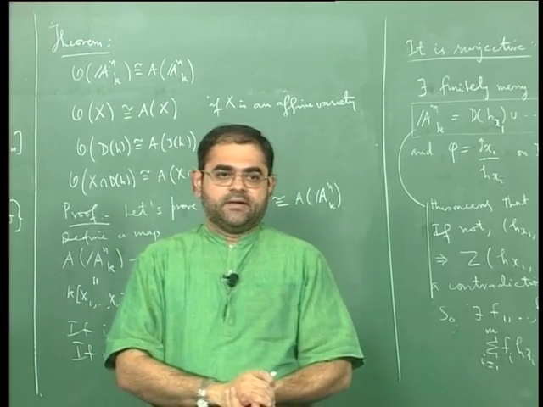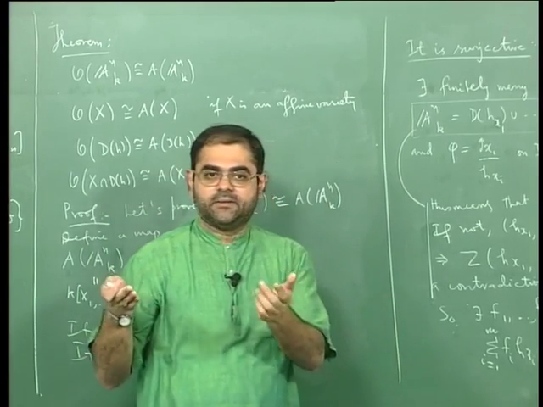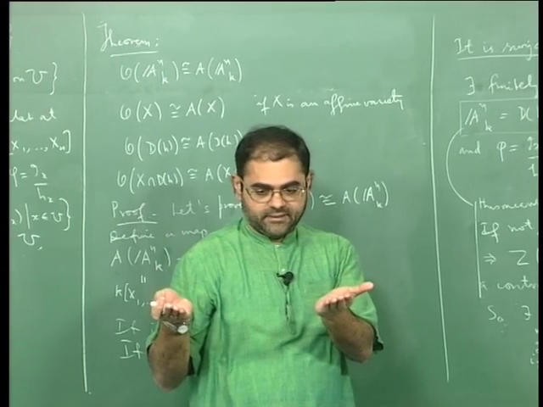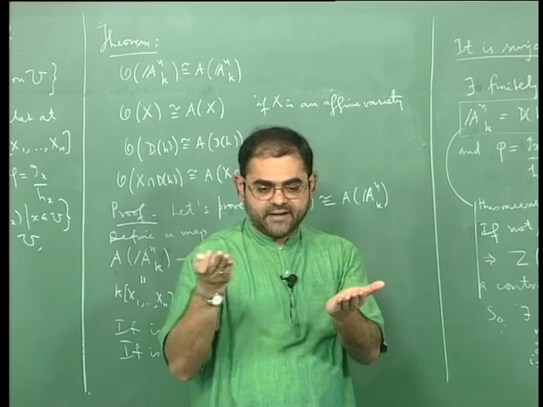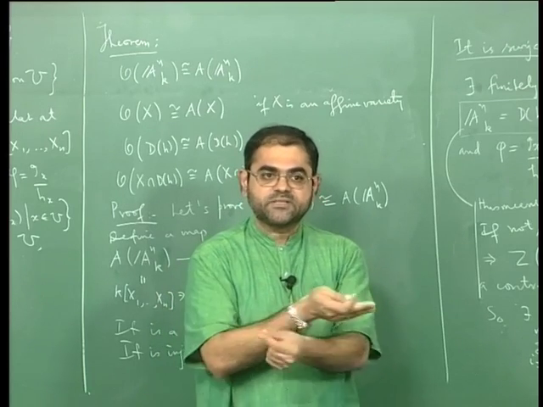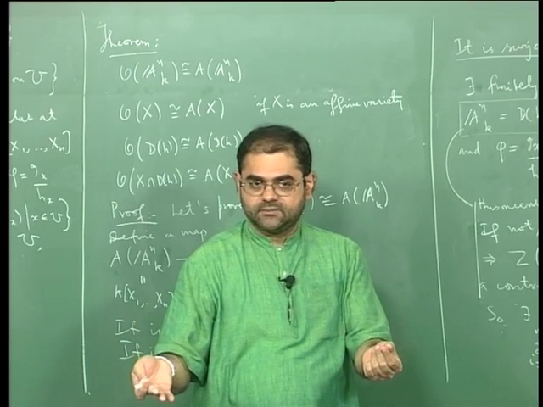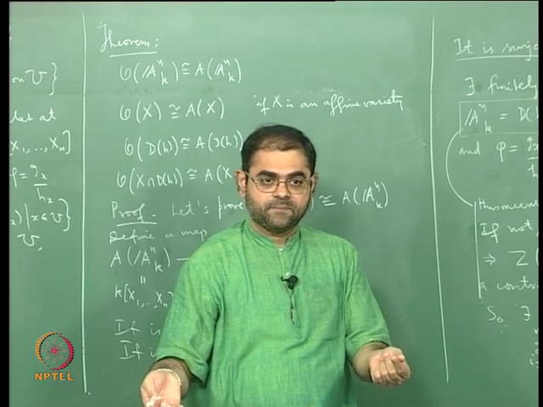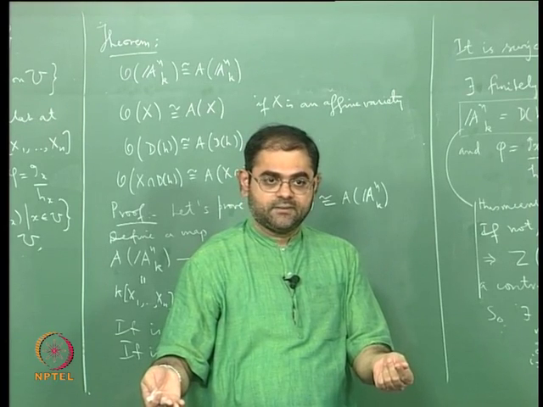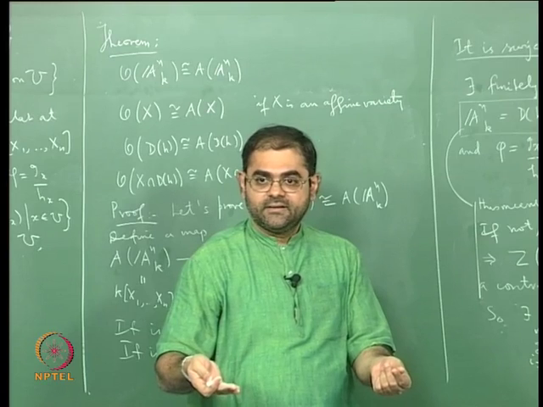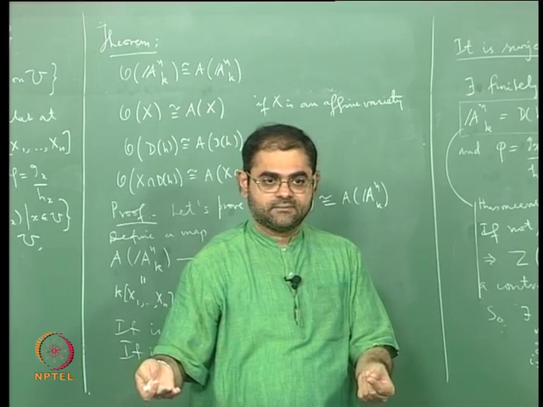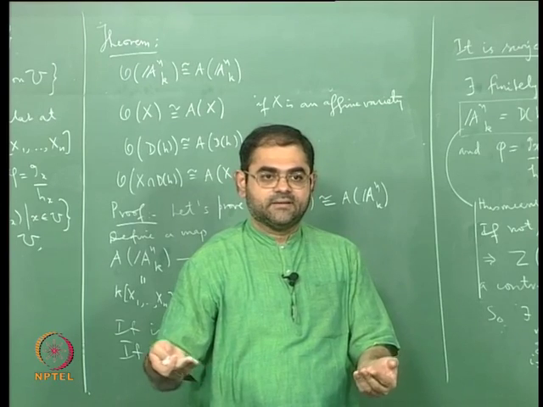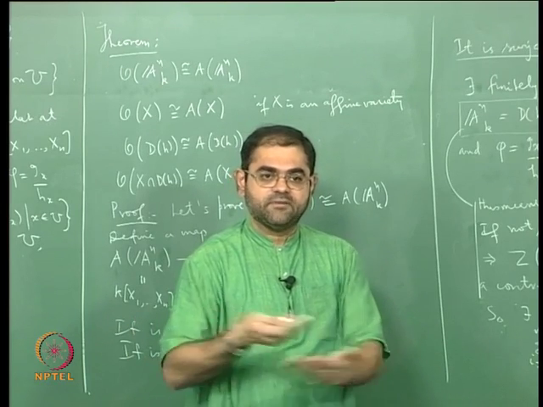So all I am saying is that if I have two regular functions, the fact that they coincide on an open set means that the difference regular function is 0 on an open set. But the set of points where a function is 0 is a closed subset, because a function is continuous. Therefore, this open subset is contained in a closed set, but the open subset is dense, which will tell you that these two regular functions are the same everywhere.